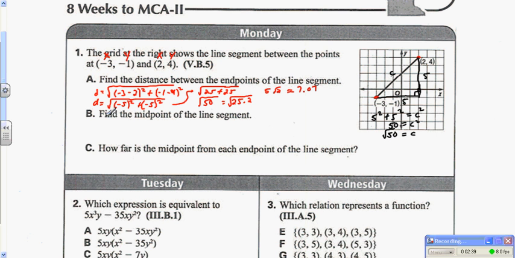Midpoint is asking for the middle, so somewhere in here. How do you find that? Well, the formula for that is to take the sum of the x's and divide it by 2 to get the x coordinate, take the sum of the y's and divide by 2 to get the y value. So in other words, you're getting the average of those two coordinates. And that will give you -1/2 and 3/2, which is fine.